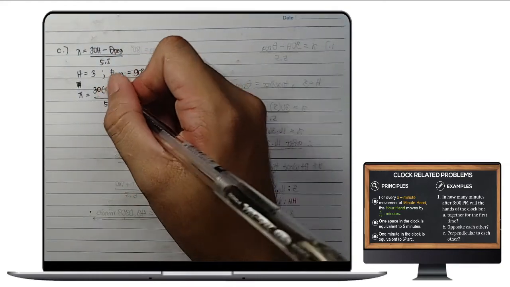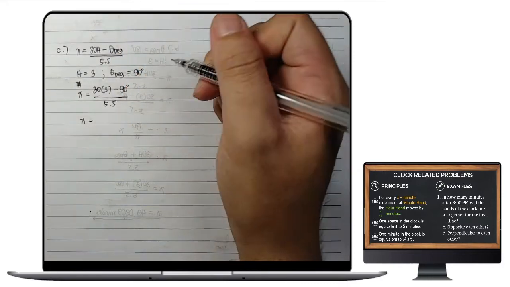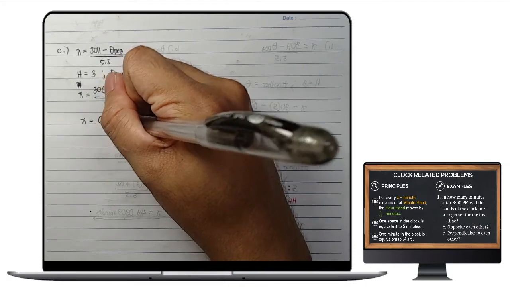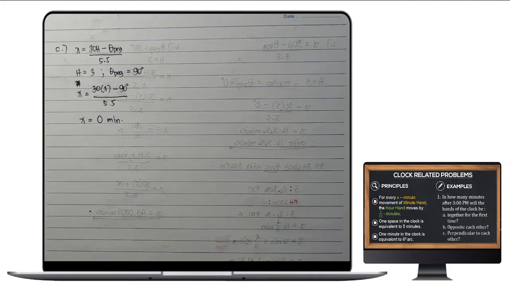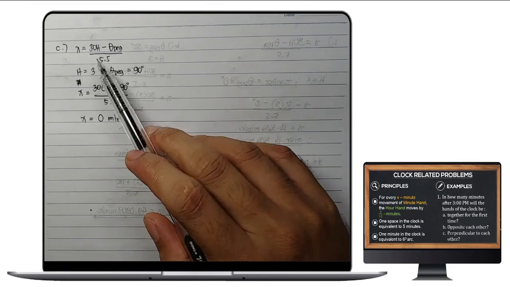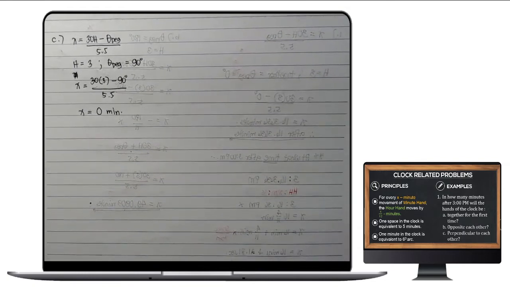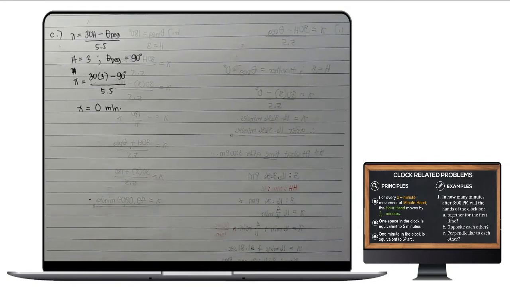So, 30 times 3, that is 90. So, 90 minus 90, that is 0. Over 5.5, so that is 0 minutes. Okay? So, let's have this one. So, syempre, gaya nga ng sinabi ko kanina, when we use this equation, x is equal to 30h minus theta in degrees divided by 5.5, this will always be the first time. Okay? So, ito yung first time natin.